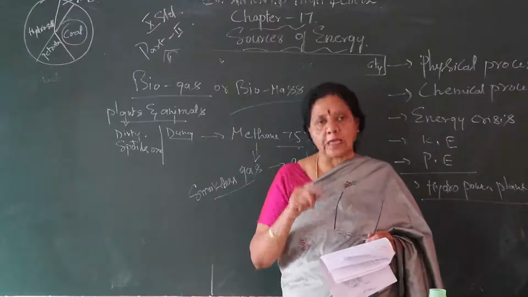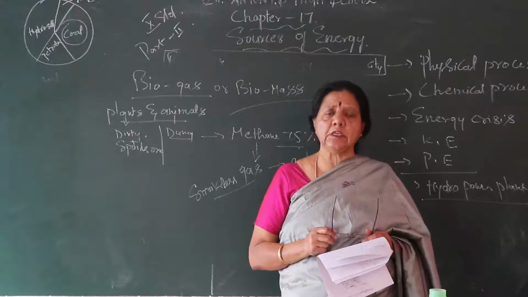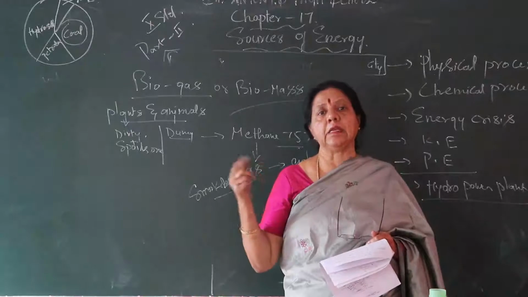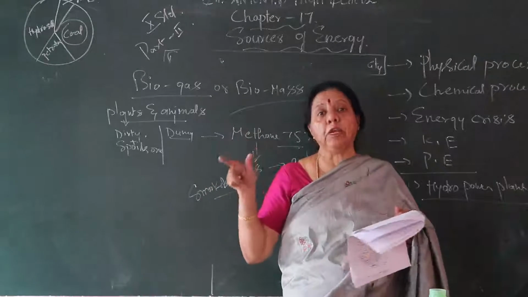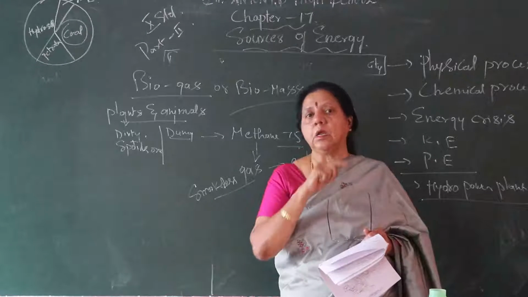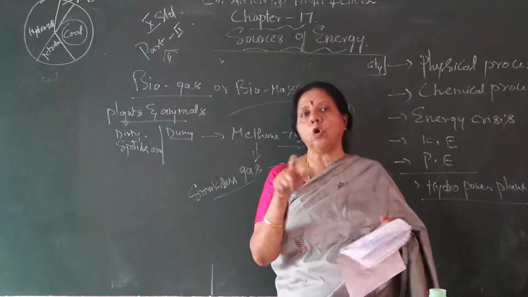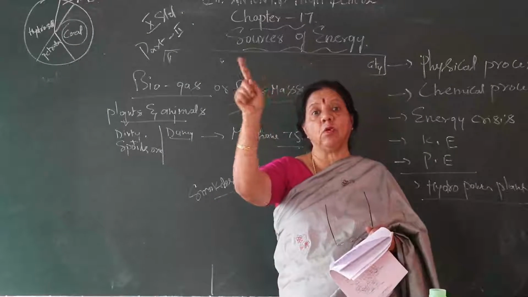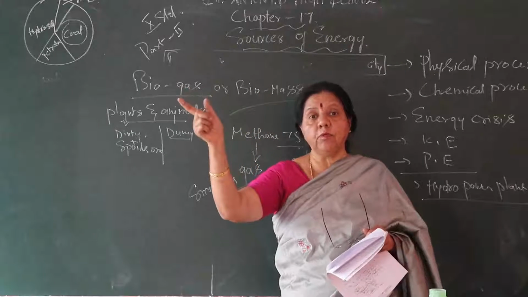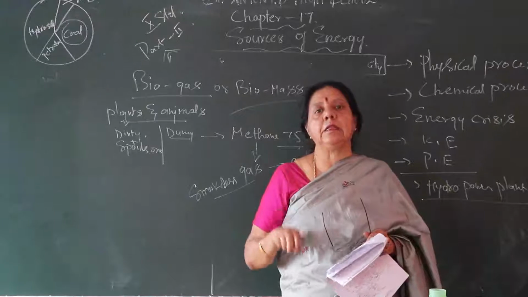Followed by this, the last source is wind energy. You know wind energy. Where do you get more wind? Near the sea, near the river, and also in fields. You might have come across near Kanyakumari, where the sea is, a large field with so many fans over there. Even in movies you might have observed. Out of that, electricity is produced.